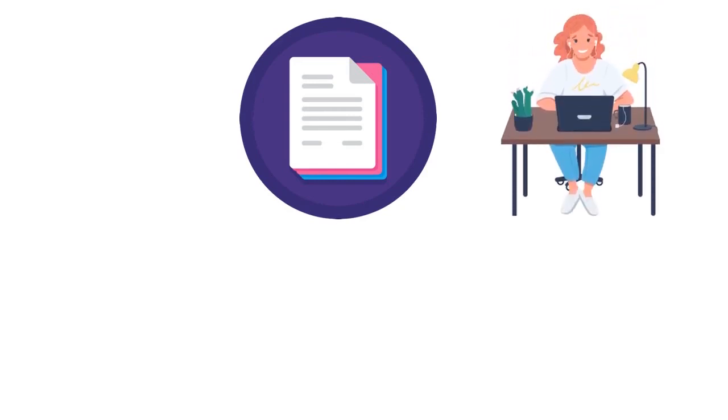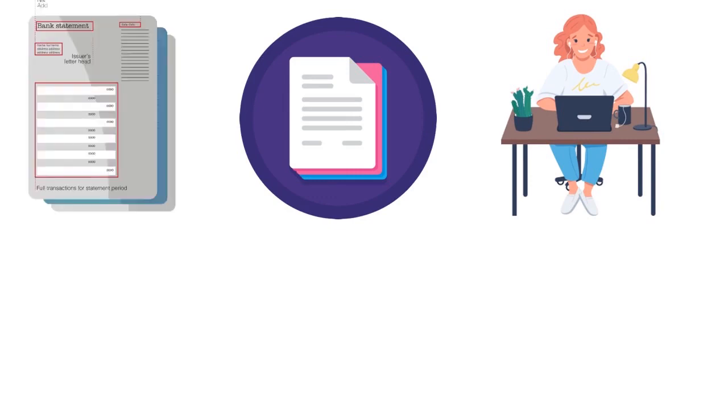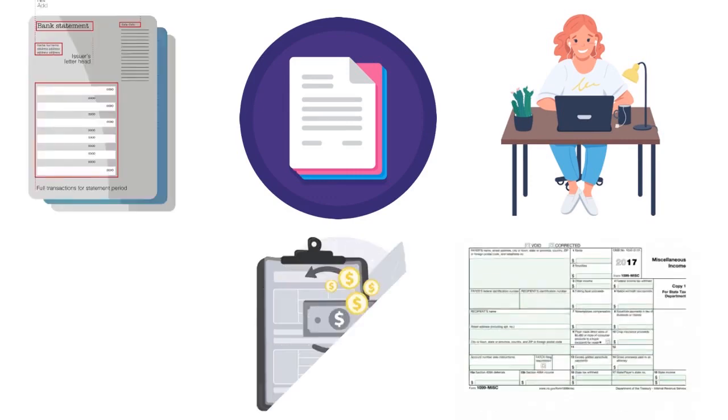And so if you are self-employed, you can verify your income with a couple of different documents. Those could be bank statements. You can have your 1099s and your income tax returns.